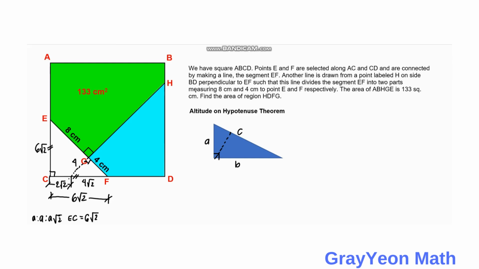Okay, so next we make a review of the altitude on hypotenuse theorem. If you have a right triangle with legs a and b and hypotenuse c, then the altitude on the hypotenuse is just the product of the two legs a and b divided by c. So in our case, the altitude on the hypotenuse is equal to the product of the legs, 6 square root of 2 multiplied by 6 square root of 2, all over the hypotenuse, which is 12. If you multiply the square roots of 2, this becomes 2. Then we just cancel out 6 and 2 because that is 12. And we have this altitude to be 6 centimeters.